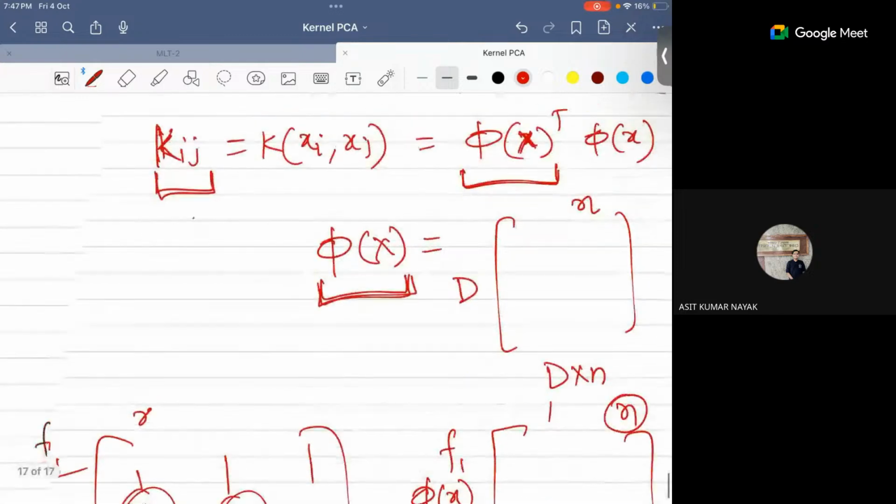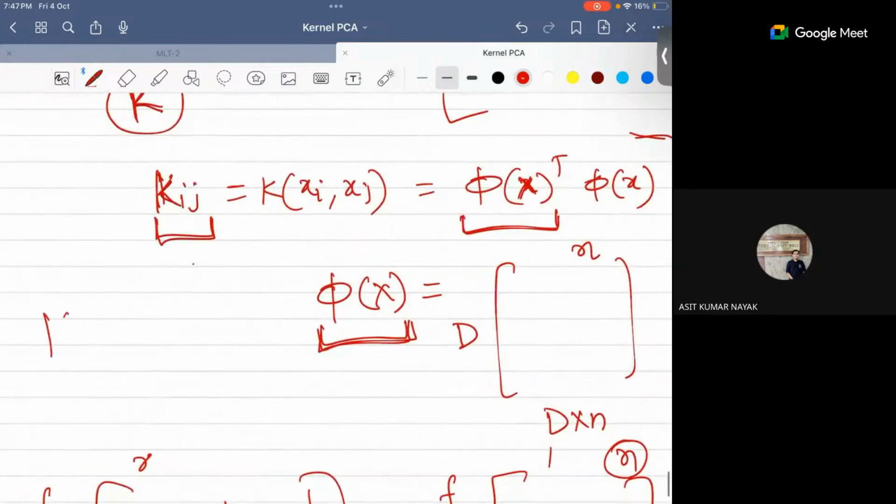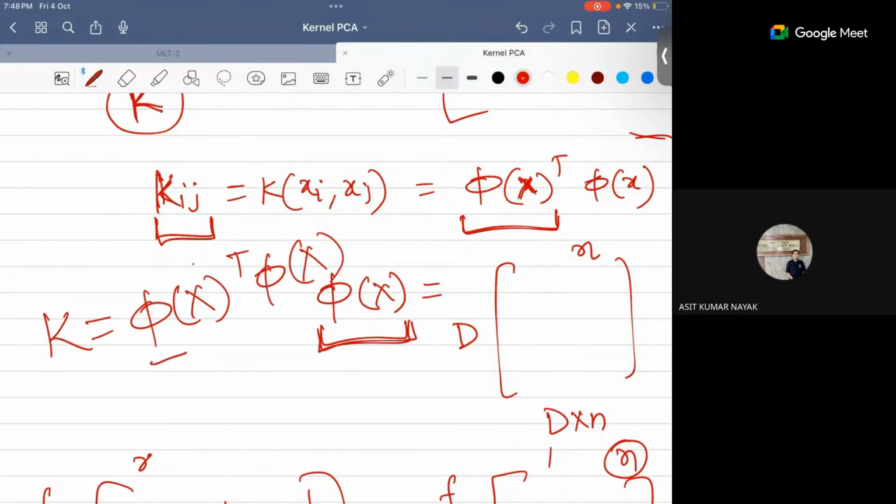For this matrix, if I was asking about the K matrix, K is what? Phi of X transpose phi of capital X. So there is a difference. Whenever I am writing capital X, that's the whole data matrix. If I am writing only X1, that is one column vector. Correct? So if I am writing the whole K matrix, the whole K matrix is what?